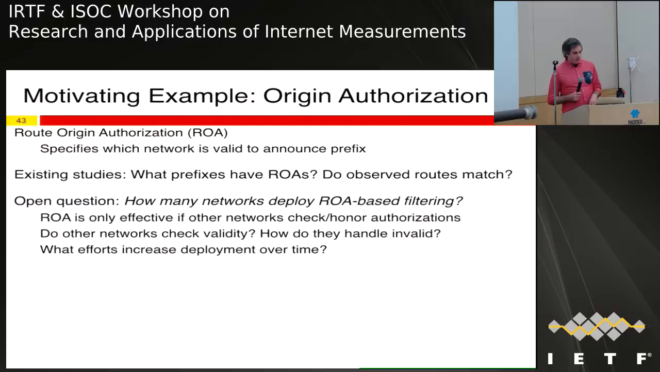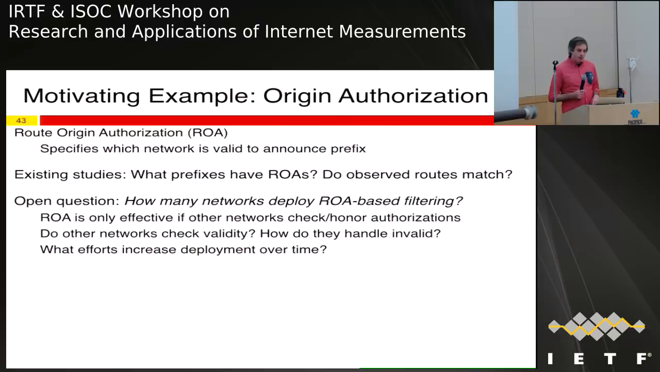Route origin authorization has now been standardized. You can use ROAs to specify which network is valid for announcing a particular prefix. We're starting to see some adoption of that. There have been studies looking at how many ASs are registering prefixes and which prefixes. There have been studies of whether routes that you observe, say, in RouteViews data, are honoring these authorizations.